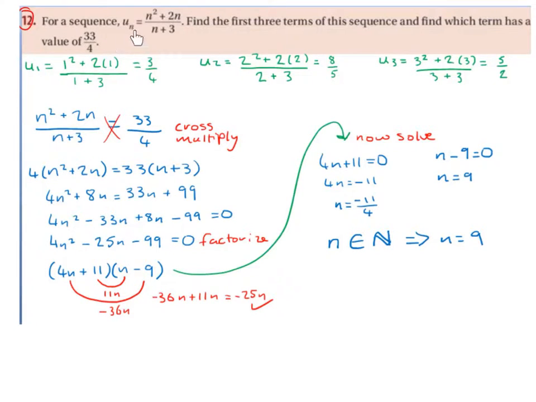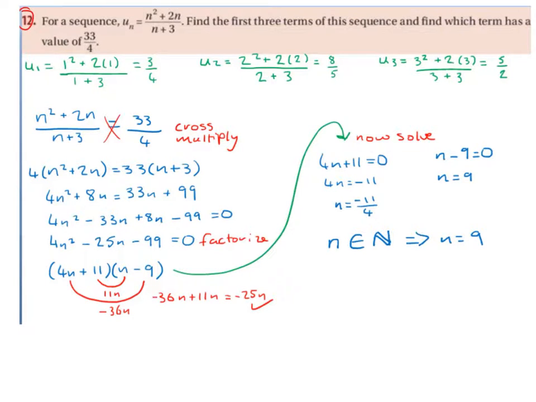For a sequence, un is equal to n squared plus 2n divided by n plus 3. Find the first three terms of this sequence and find the term which has a value of 33 over 4.